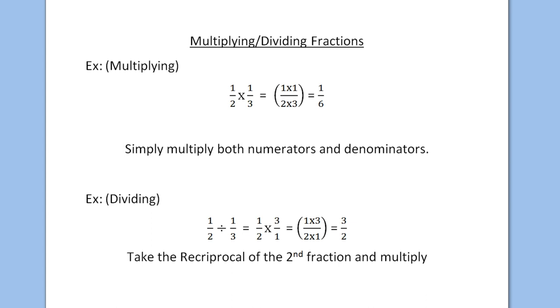So 1 over 2 divided by 1 over 3, or a half divided by a third. So what did we do? We flip the second fraction. We take its reciprocal. So that's equal to a half times 3 over 1. When we take the reciprocal, we have to multiply. And that's equal to 1 times 3 over 2 times 1, and that equals 3 over 2. So, if you have two fractions, a and b, a divided by b, you simply flip the second fraction and multiply.